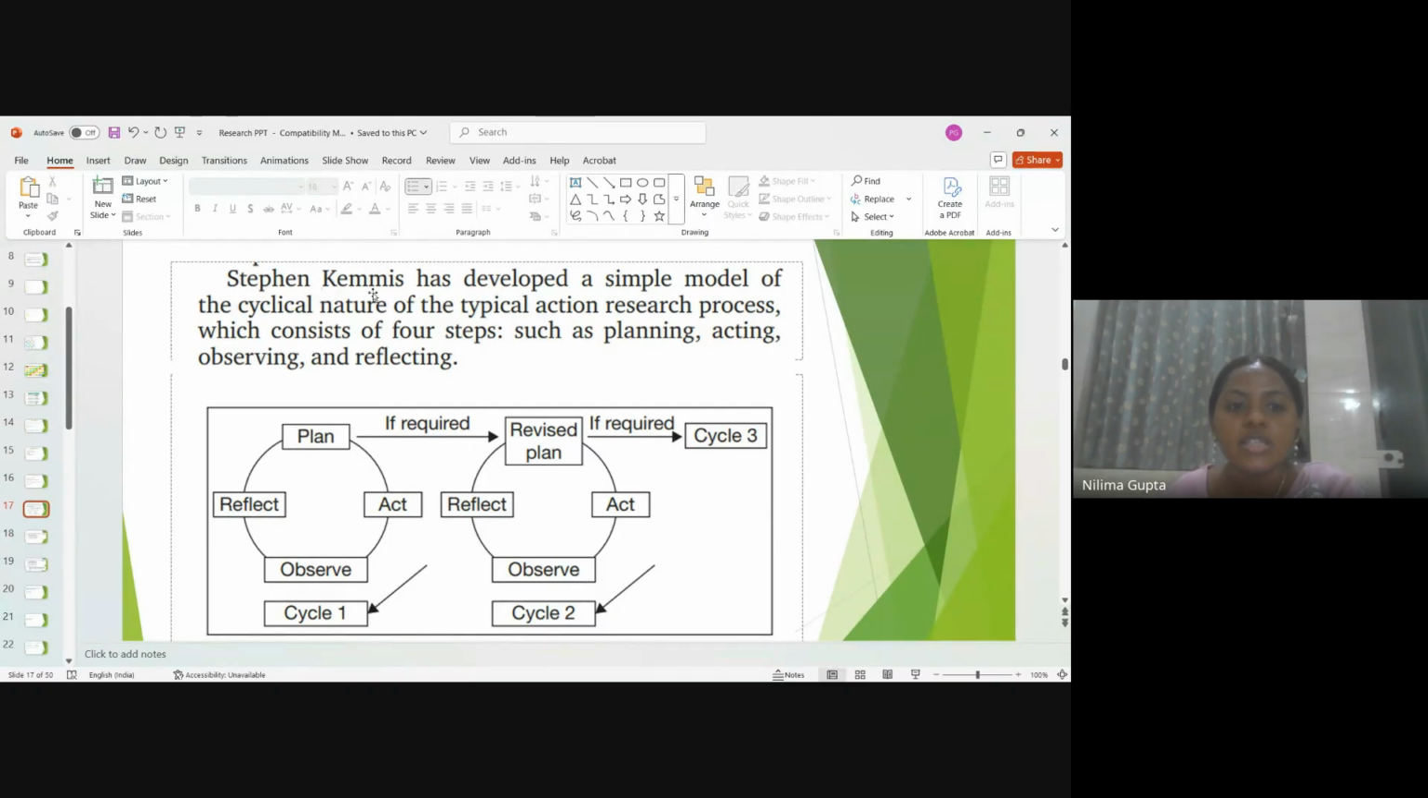This was given by Stephen Kemmis in 1988. This is PAOR, that is plan, act, observe, and reflect. I make a plan, okay, I act upon it, I am observing what is happening, and then I reflect. And if it has not worked out, then if required, I will revise the plan. Again, I will follow the same steps. If again it has not worked out, cycle 3, cycle 4, and so on.